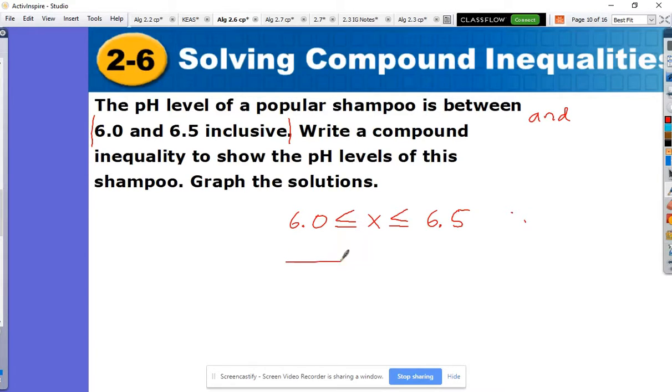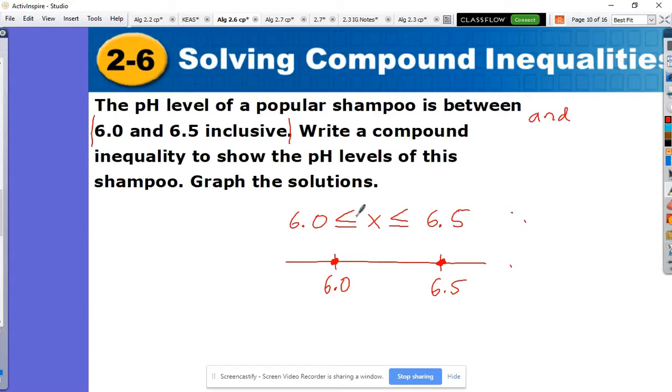Now we're going to graph it. We'll get your number line here. We have 6.0. We have 6.5. Okay, so that's going to be our number line. We're going to graph it. It can equal 6.0. It can equal 6.5. So filled in circle. Then we're going to draw some little arrows here to make sure it works.